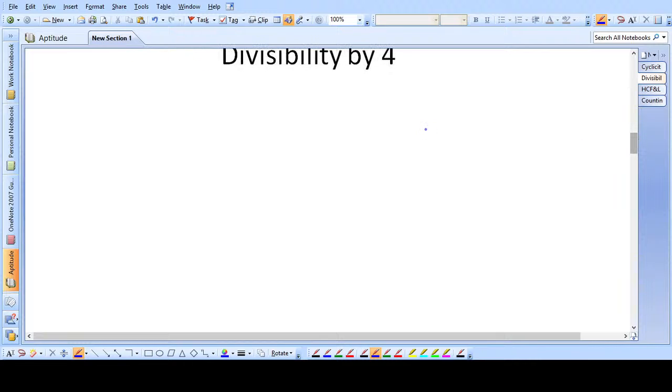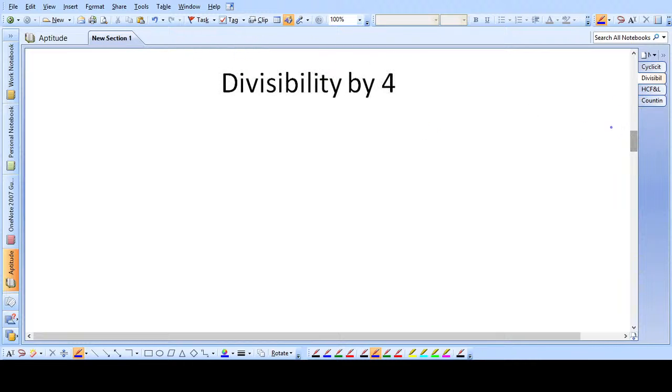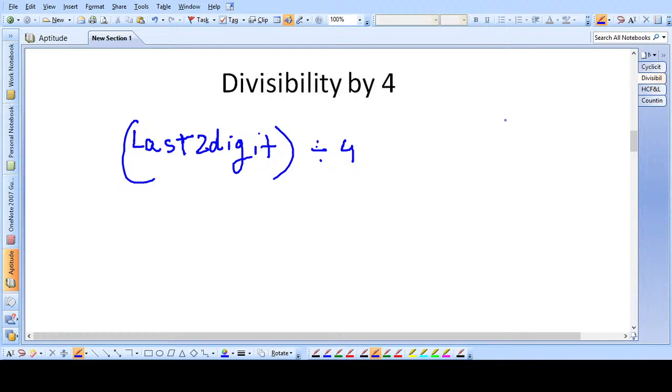Next let's go to 4. If you are being asked whether a particular number is divisible by 4 or not, the condition is very simple. Till now we were taking the unit digit, now we have to take the last 2 digits, okay. Sorry, right now I am unable to write well on this tablet, but I will get quickly adjusted with this. So if the last 2 digits of that number are divisible by 4, that means the given number will be divisible by 4, okay.